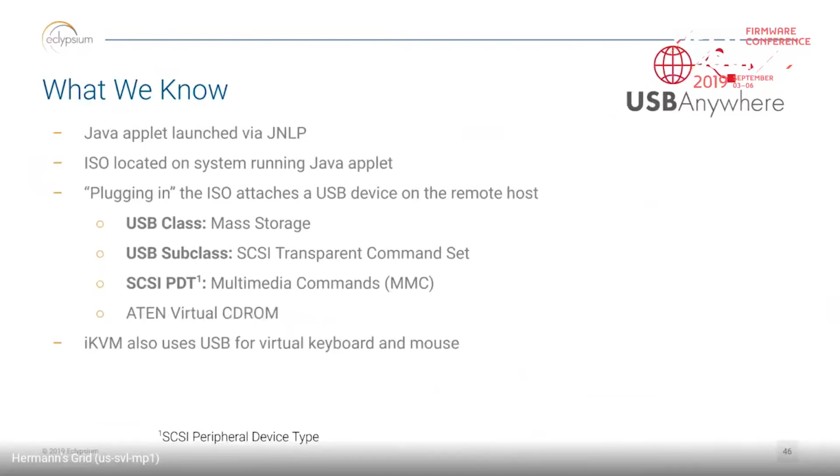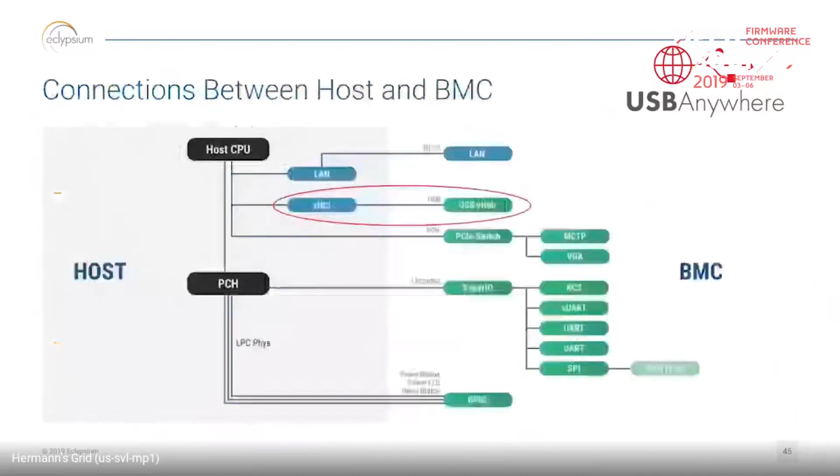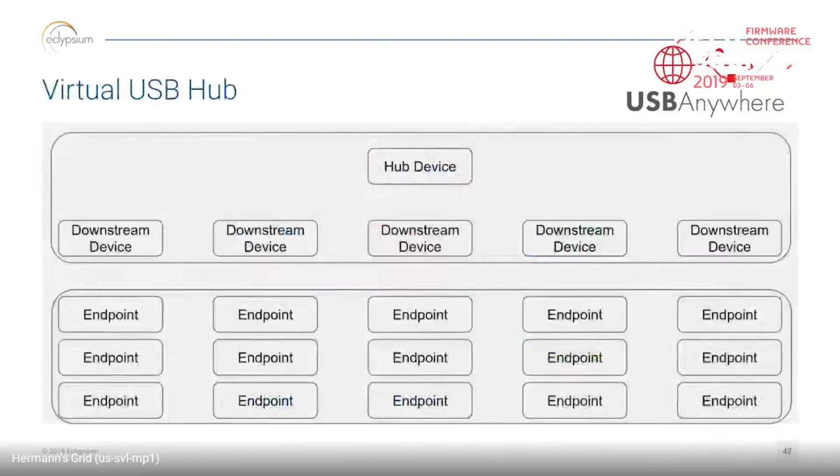Okay, so this tells me a couple of interesting things. If I go back and look at the connections that are available between the host and the BMC, I know that the host USB port connects to the virtual USB hub on the BMC. So let's look a little bit into how that USB hub actually works.